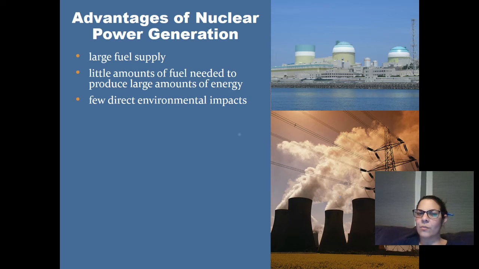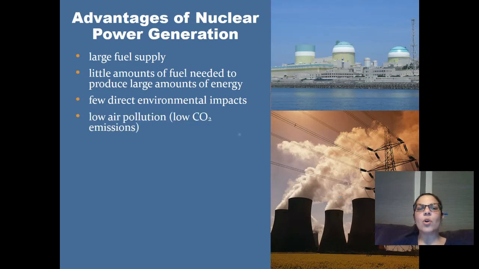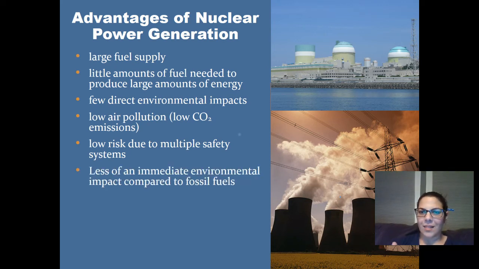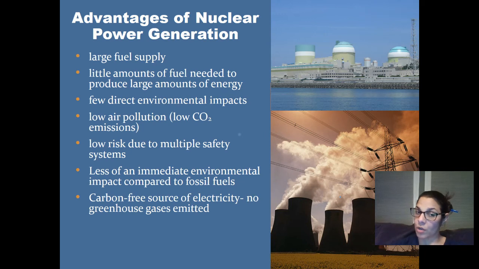There are very few direct environmental impacts unless things really go wrong. There's low carbon dioxide emissions for when it's actually running. But the thing is, mining the uranium out and enriching it does actually take fossil fuels. So it's not zero carbon dioxide. They're very safe. But when things do go wrong, they go really, really wrong. And it takes thousands of years to clean up. It's less of an immediate environmental impact compared to fossil fuels, but there's a huge long term one.